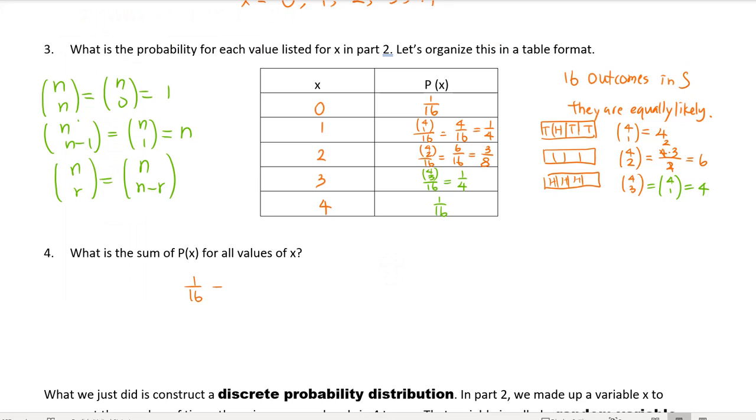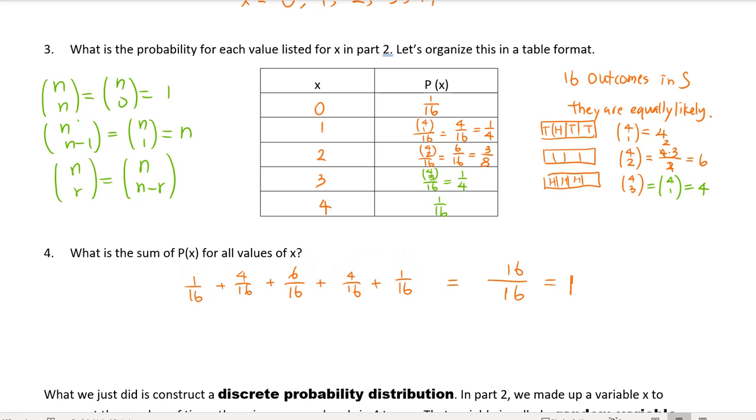1 over 16 plus, let me write down 4 over 16 instead of 1 over 4, because we want to have the common denominator so we can add them. And then 6 over 16, and then this is also 4 over 16, and this is 1 over 16. What is that? The denominator is 16, and the numerator, this is 10, and then this is 5, this is 1, so 16. Okay, so do you see the sum is 1?